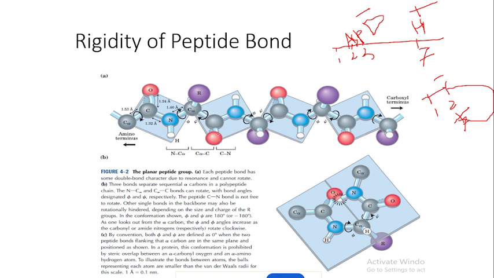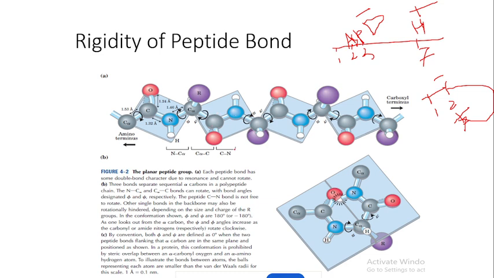Right. This is C and this is O. This is N. This is the R group, right? And this is the amino terminal of the next amino acid. This is the C alpha, and this is the carboxyl terminal of the next amino acid, right? So this is the bond which is the peptide bond.